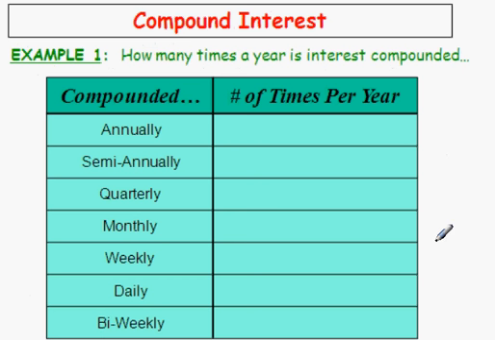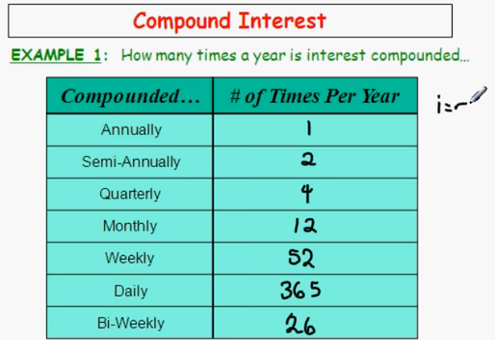Okay, in the question for compound interest, it will say how often it's compounded. If it says annually, that's once a year. Semi-annually is twice a year. Quarterly is 4 times a year. Monthly is 12 times a year. Weekly is 52. Daily is 365. And bi-weekly is actually very common. If you get paid, you usually get paid bi-weekly. This is 26 times a year. So you use these numbers. You take your i and you do your r divided by this number, and to get your n, you do your time and multiply by this number.